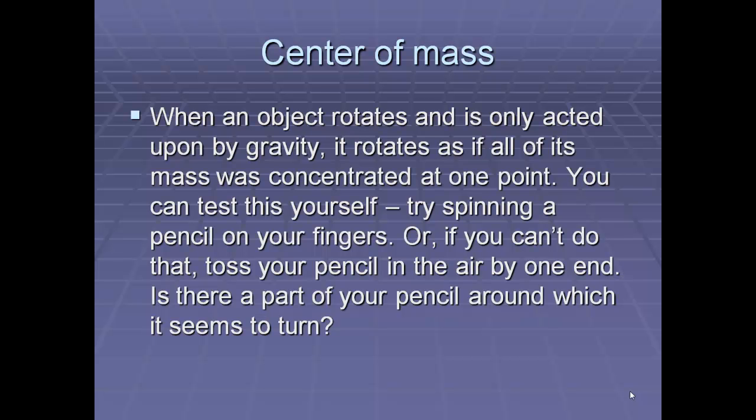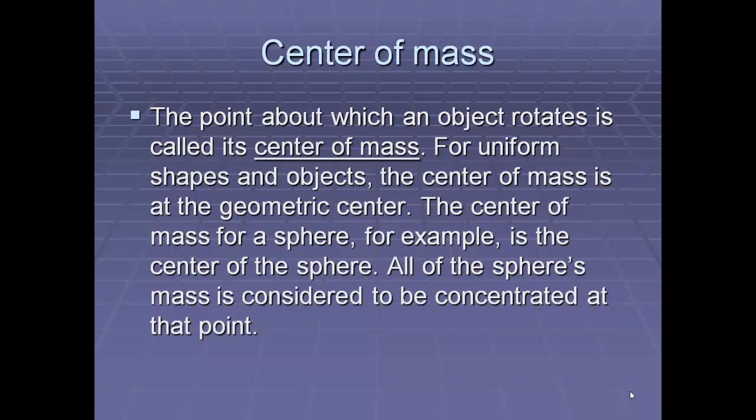You can experience this phenomenon if you're one of the kinds of people, like me, that can spin a pen or pencil around your fingers. When you take the cap off, it should spin around its geometric center. The term for the point around which an object rotates is called its center of mass. Again, for uniform objects, the center of mass is also at its geometric center.